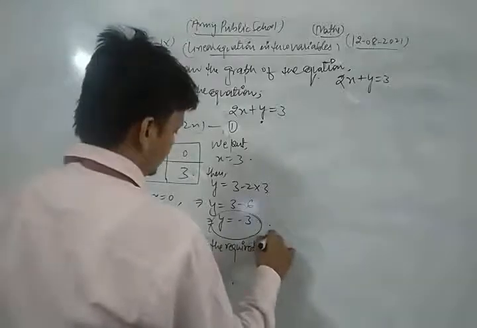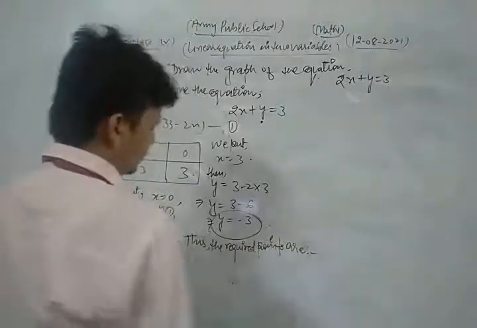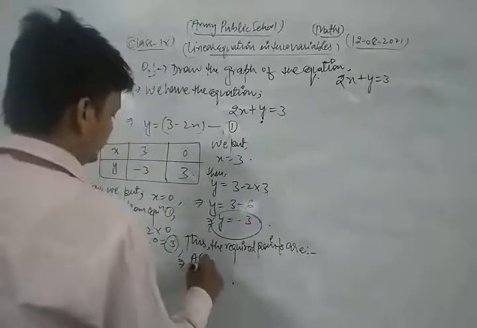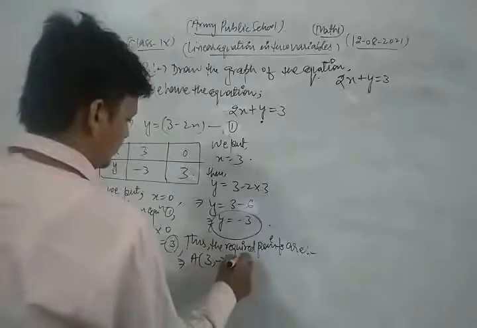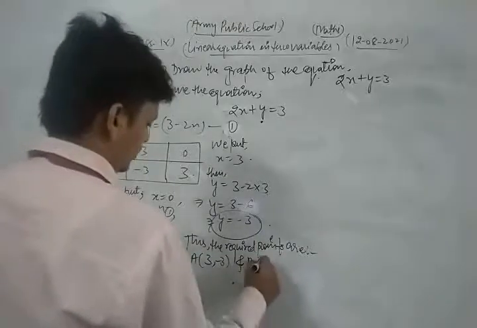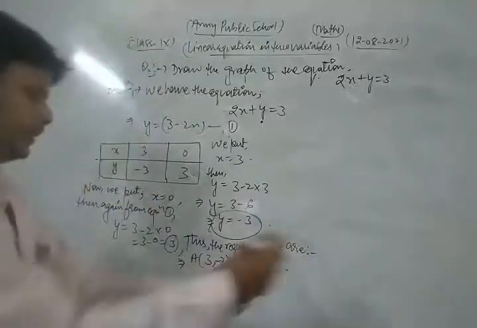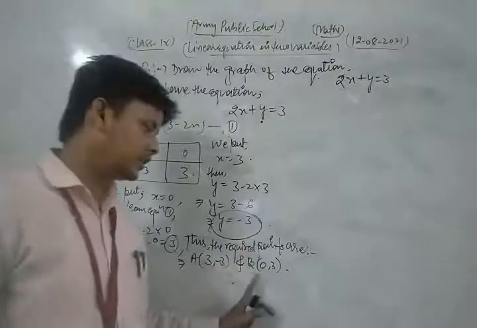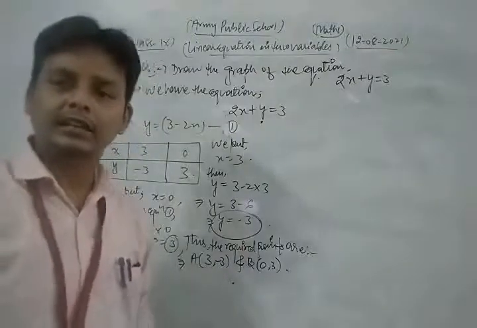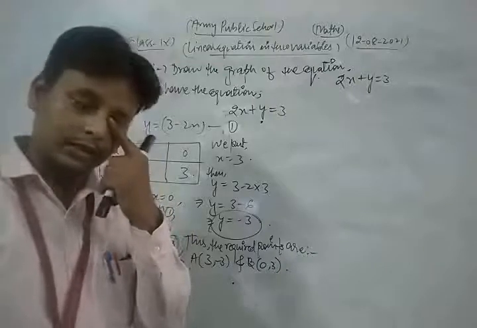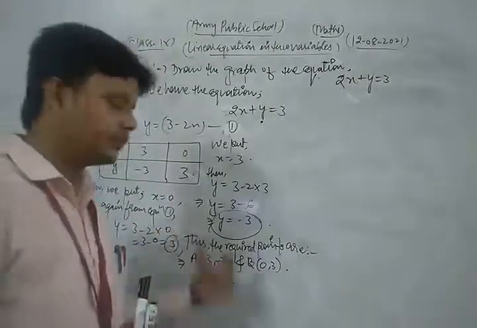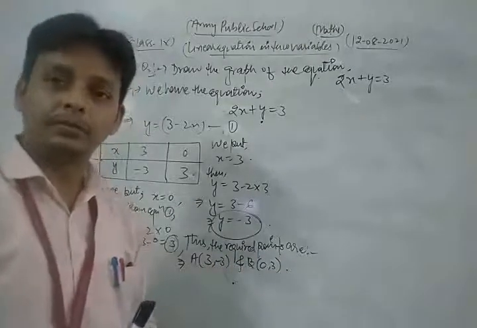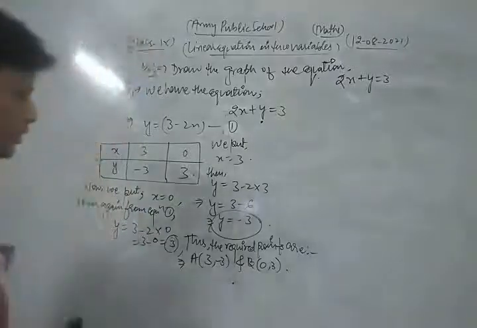Thus the required points are A (3, minus 3) and B (0, 3). These are the required points, dear students, which we draw on the graph. Okay, dear students, look.